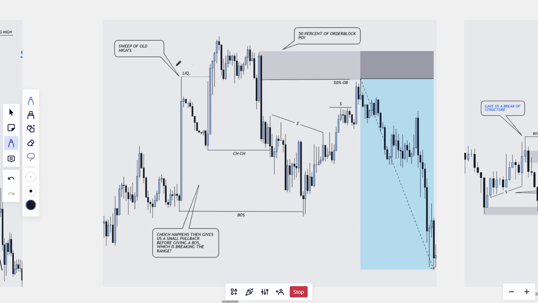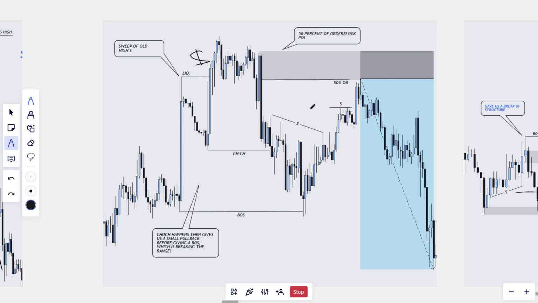As we can see here, this is another chart where price took liquidity from an old high, right? And then price came and purged price lower, giving us a change of character, leaving us this bearish engulfing order block. And as we stated before, we either use the open or the 50%, right? So right here we are using the 50% of the order block.